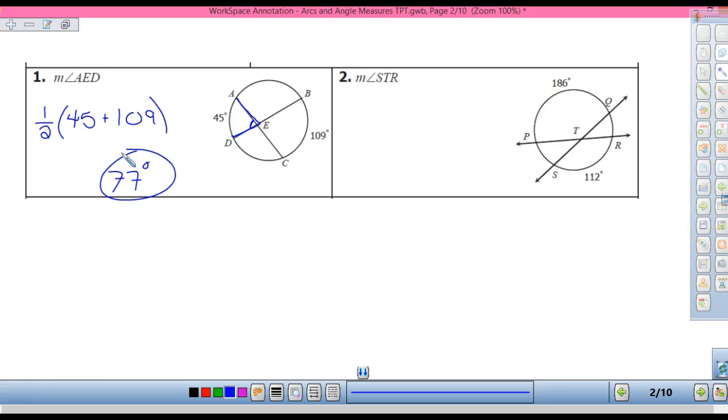Make sure we're labeling this stuff. If we're finding the measure of angles and the measure of arcs, you've got to label them with degrees. So this one we're looking for STR. So we're looking for this angle right here. Do I have the two intercepted arcs? Yep. So 1/2 of what? 112 plus 186, yep. 149? 149 what? Degrees, good.